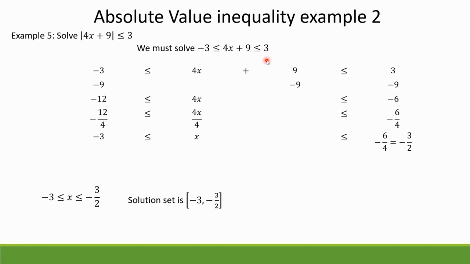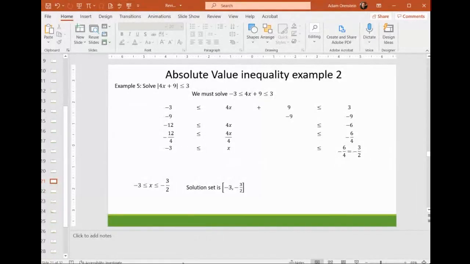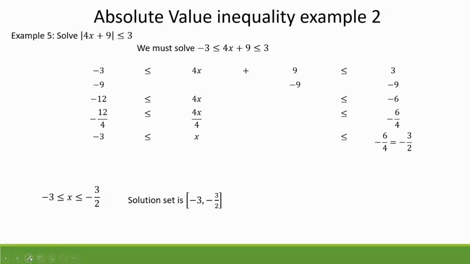So what do we do here? Well, again, we want to get x all alone in the middle. That's what we want to do. So how do we do that? Let's subtract 9 from each side first. That's something we can do. Doing so, we get 4 times x less than or equal to negative 6, greater than or equal to negative 12. But we want x all alone, not 4 times x.